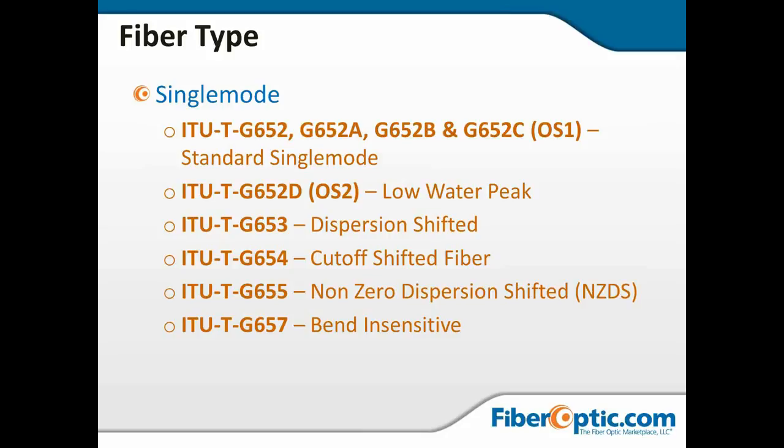And then we've got G.657, which is a bend-insensitive fiber. While I've seen this used a little bit in the outside plant, this is typically used for patch cords and for inside plant after the transition and before it gets to the patch panel.